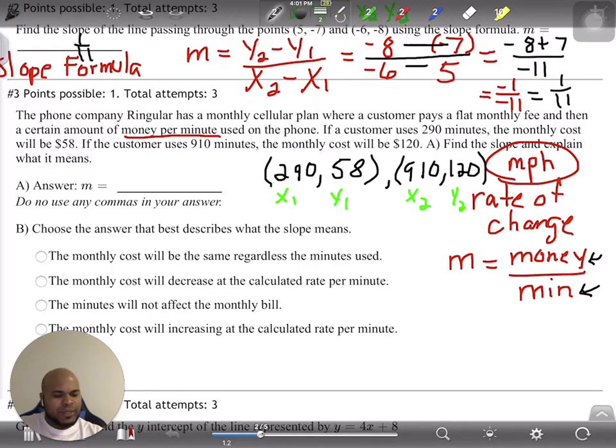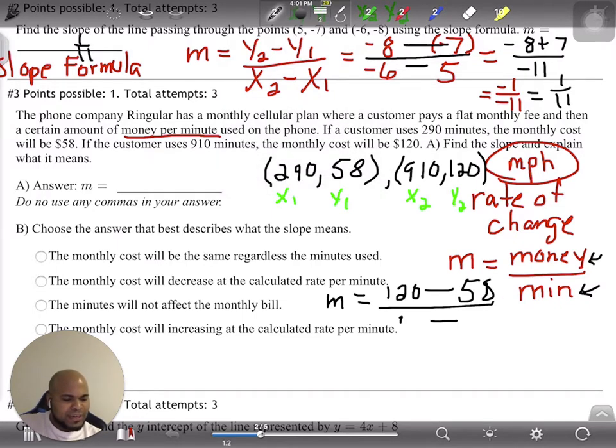So let's do that real quick so that you can see how that works one last time. So I'm going to have 120 fraction bar with minus on top and minus at the bottom, and then I plug in my numbers, right? So y2 is 120 minus y1, which is 58. And then x2, which is 910 minus 290. Now you simplify that number, and at the end, you will get 0.1. So if you subtract 120 minus 58, that's a 58 right there.